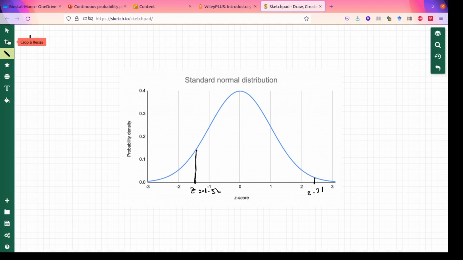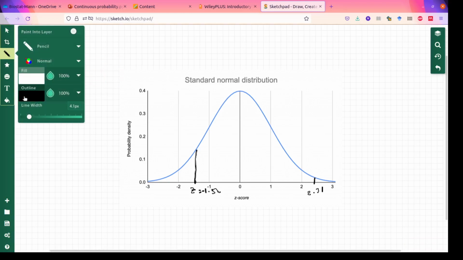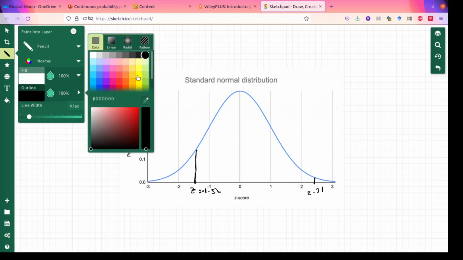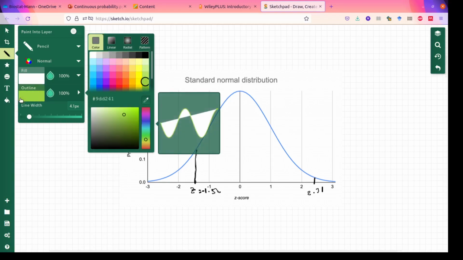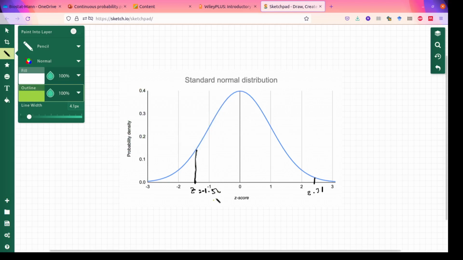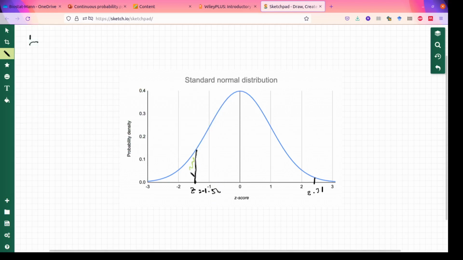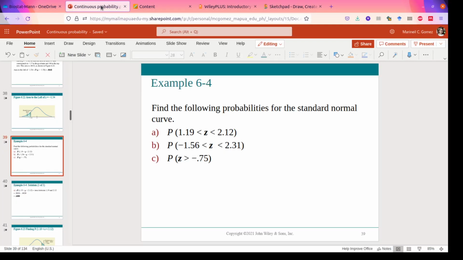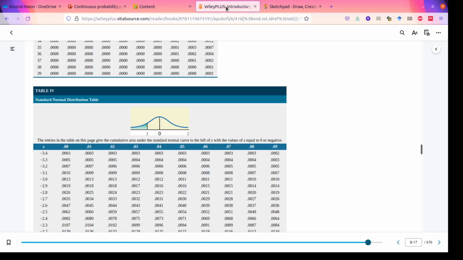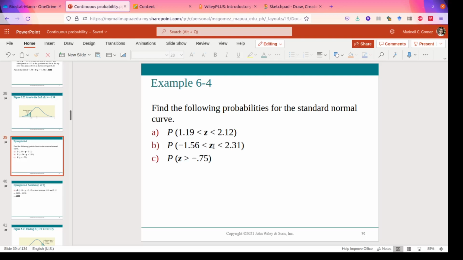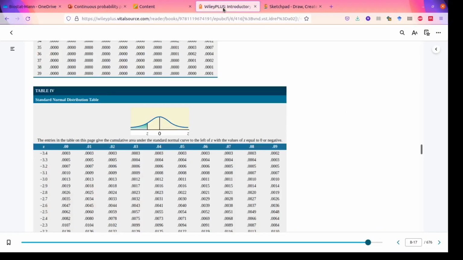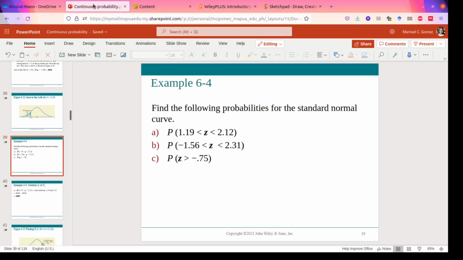Again, let me change colors. At negative 1.56, the value in the table gives us all of the area to the left, everything up to infinity on that side. And then for the other value, it's positive 2.31. So we want z greater than negative 1.56 and less than 2.31. So the value for negative 1.56, what is it again?